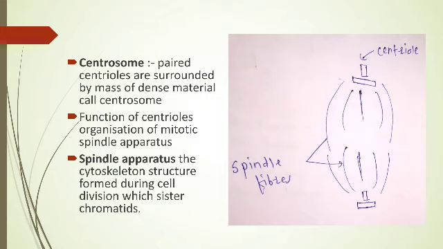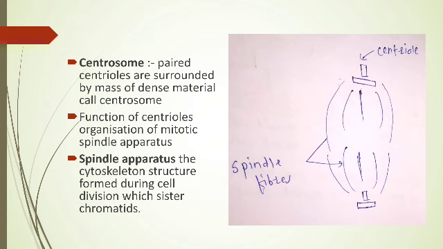The mitotic spindle apparatus consists of the spindle fibers, and there are three types of spindle fibers seen. We will see that later on. So what is the spindle apparatus? The cytoskeletal structure formed during cell division is called the spindle apparatus. This spindle apparatus plays an important role in the separation of the sister chromatids. So sister chromatids are separated with the help of the spindle apparatus.